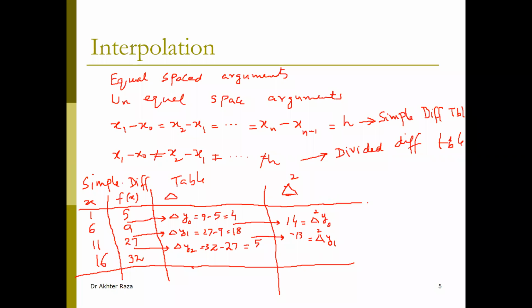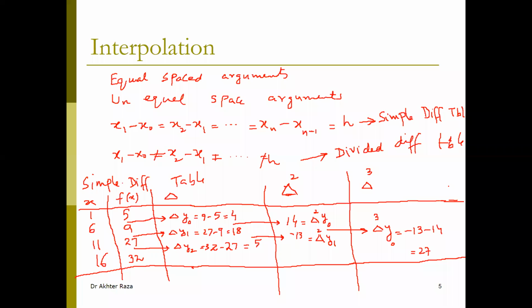The next column will be what? It is the delta cube. And delta cube can be constructed by the difference of these two, and it will be put in between these two. So this is delta cube y naught. This is equal to minus 13 minus 14. It is equal to minus 27. And there is only one entry in the third column.